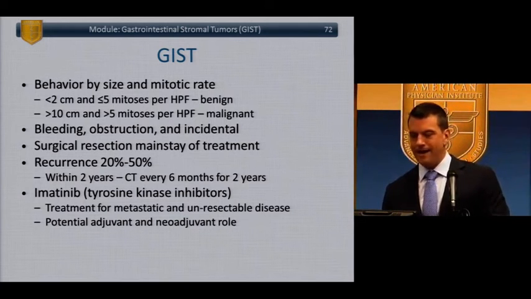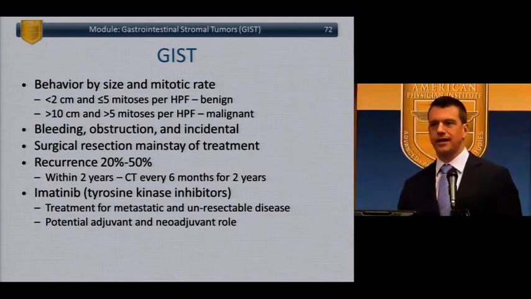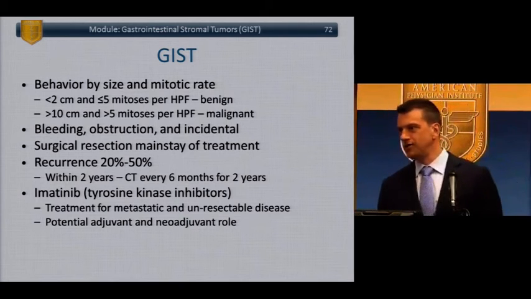Now we have imatinib or Gleevec. This is a tyrosine kinase inhibitor. This is excellent for treatment of metastatic or unresectable disease and slowing tumor growth. Although not well studied yet, it may have a role in adjuvant or neoadjuvant therapy, getting that tumor to shrink down to a size that's resectable, or in treating post-op.